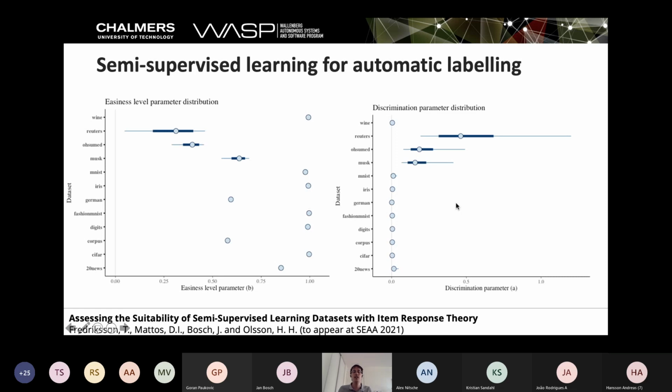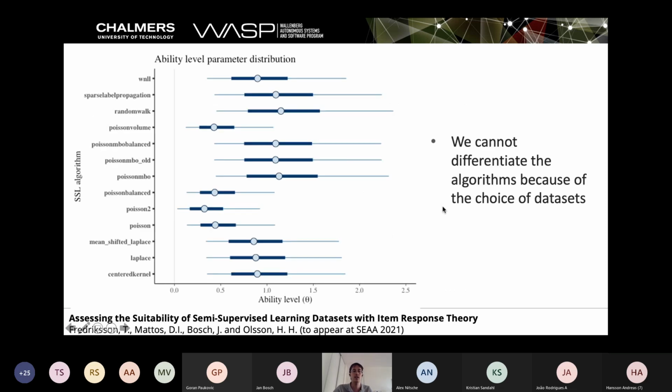And because they are very easy, most of them have very low discrimination. That is, you're applying a very easy question to very skilled students. And if you look at those, most of those algorithms are actually not suitable for evaluating semi-supervised learning algorithms, at least those semi-supervised learning algorithms. So if you look at their ability level, they are always around 1. All of the algorithms are sort of around 1. Some of them are around 0.5.